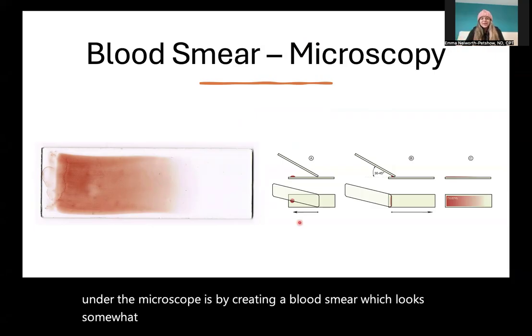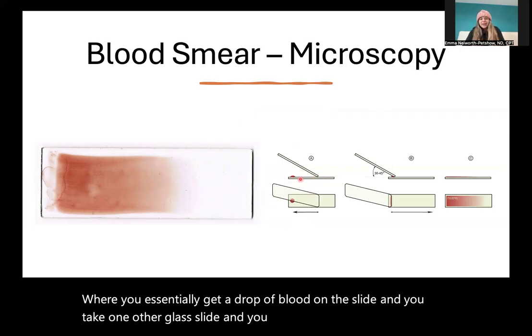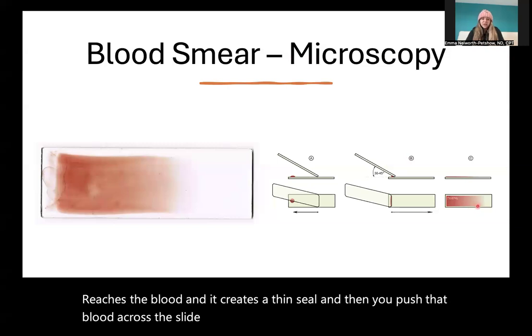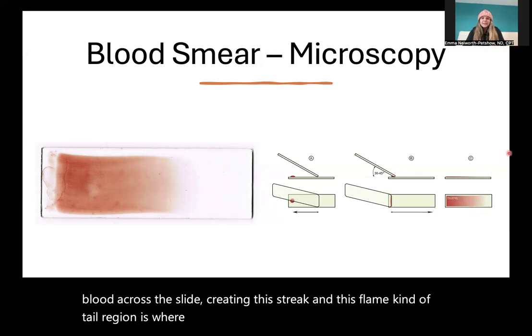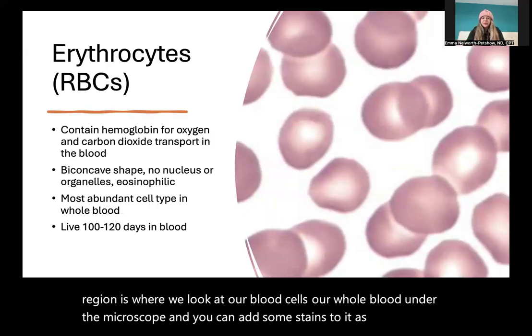How we are able to view these under the microscope is by creating a blood smear, which looks somewhat like this, where you essentially get a drop of blood on the slide, and you take one other glass slide and you drag the end until it reaches the blood, and it creates a thin seal, and then you push that blood across the slide, creating this streak. And this flame kind of tail region is where we look at our blood cells, our whole blood under the microscope, and you can add some stains to it as well.